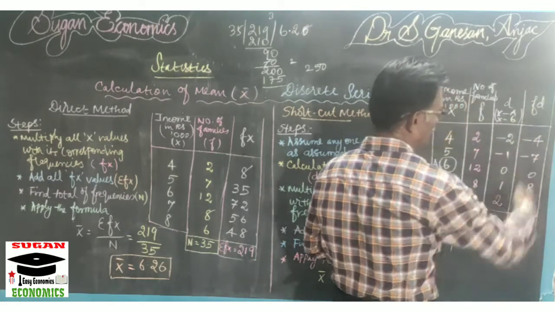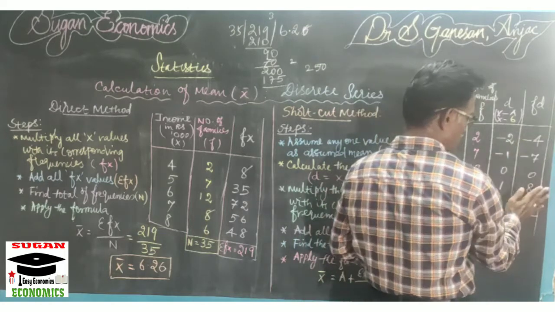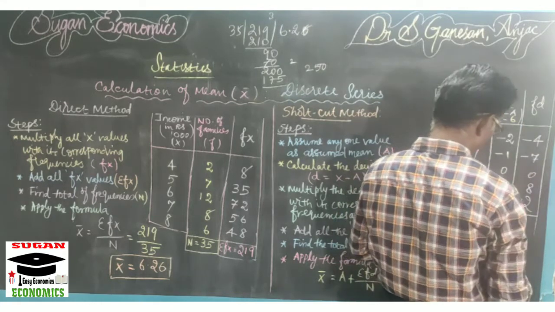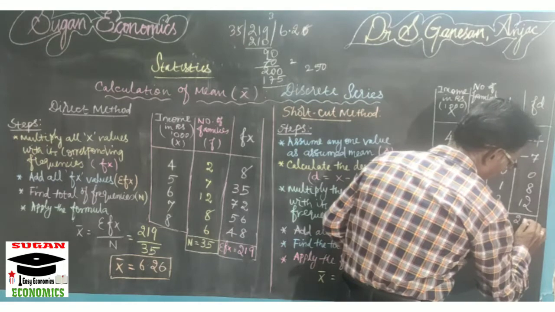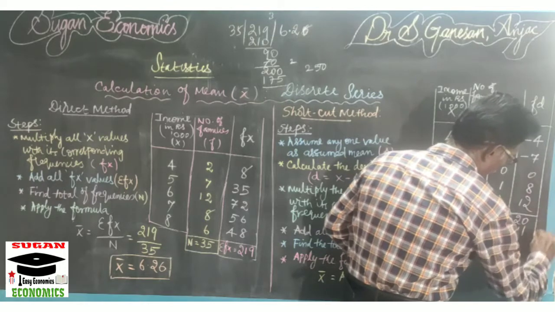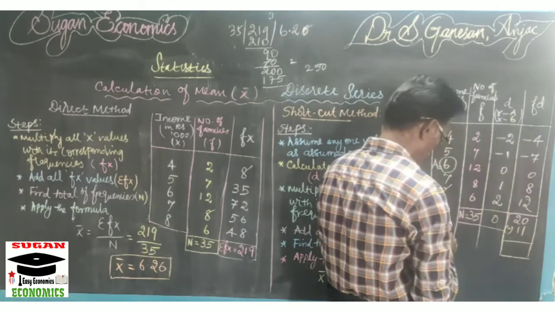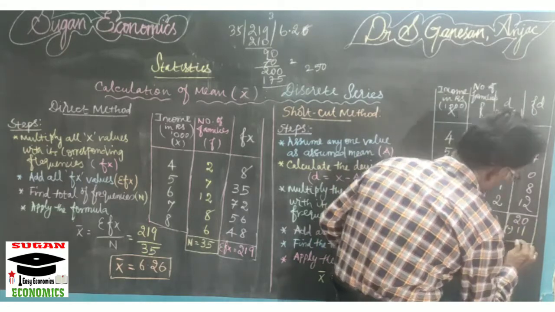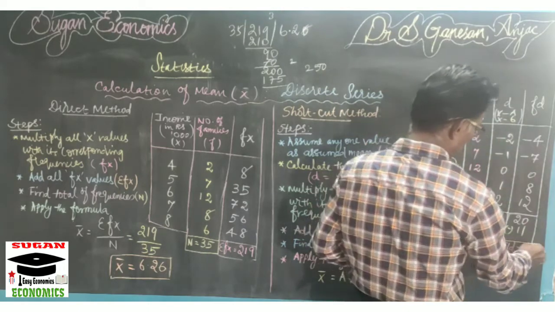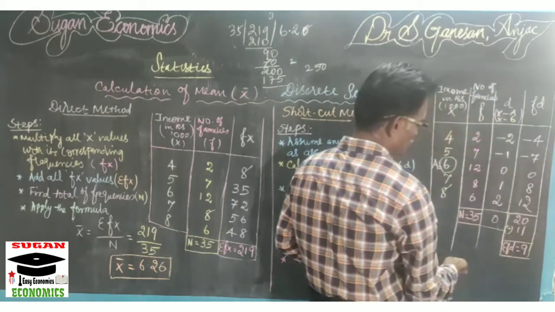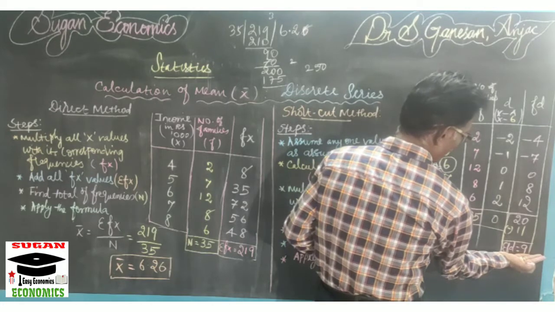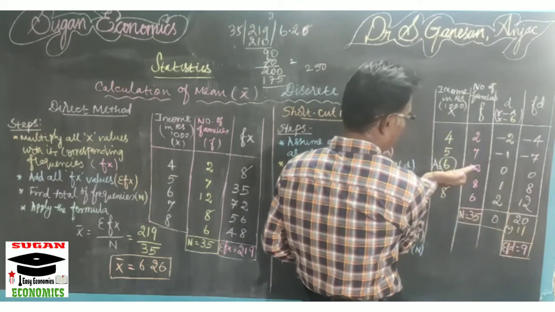So now we have to find the FD value. Here we have positive values and negative values. First you add the positive values separately, then you add the negative values separately. The positive total is equal to 20 and the negative total is equal to 11. Now you take the difference between these two, so this is equal to 9, that is sigma f d equal to 9. Okay, right. So now we have found all the values: sigma f d equal to 9, n equal to 35, and A equal to 6.